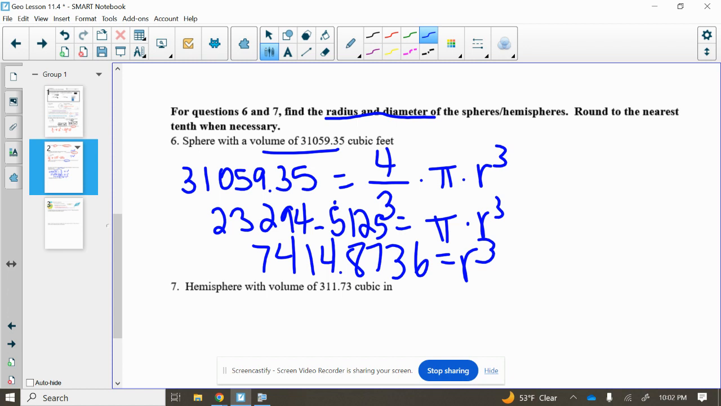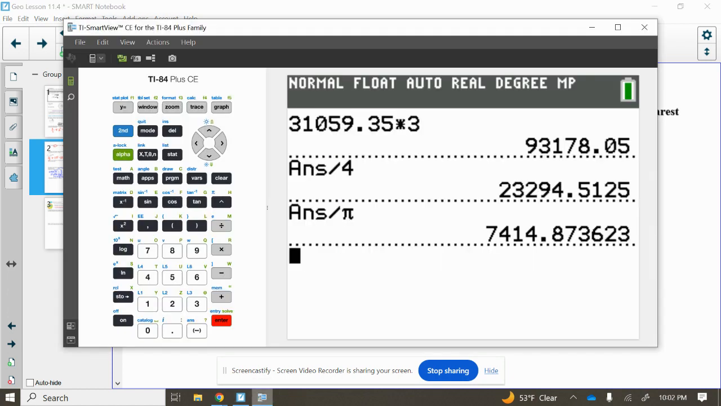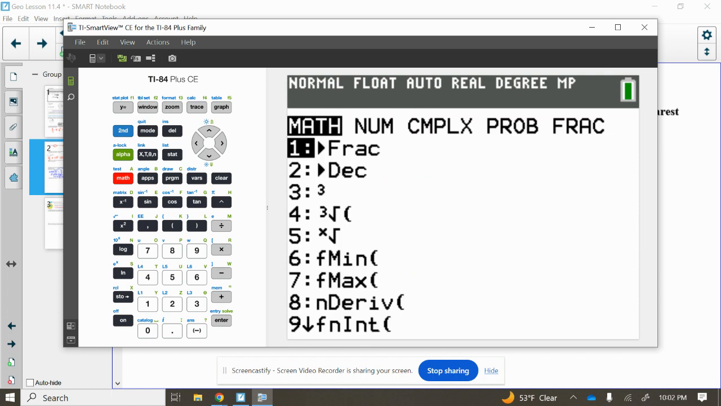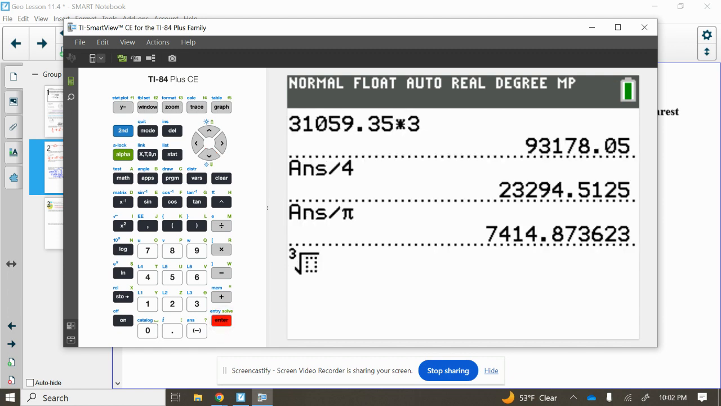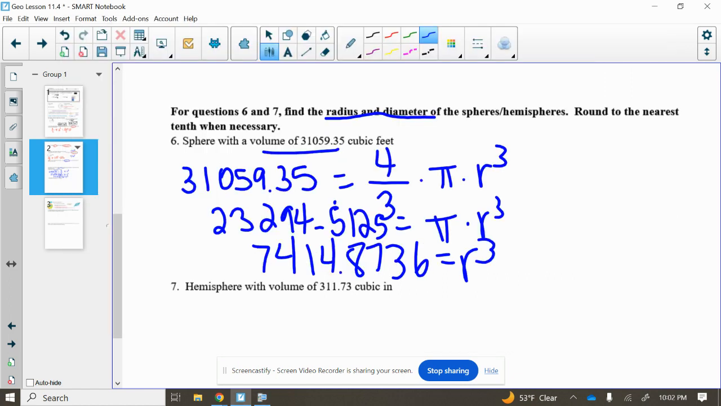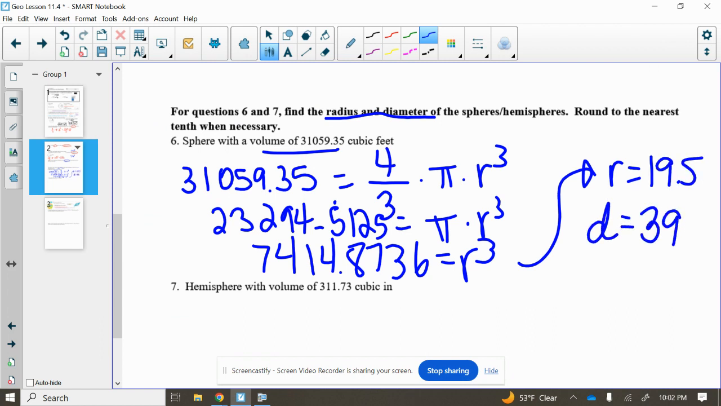So like we talked about in the warm-up, we now want to take the cube root of this. So again, either option 4 or 3 and then option 5, we want to take the cube root of this answer so that we get about 19.5 as our value of our cube root, which means the diameter is double that for a total of 39 for that.